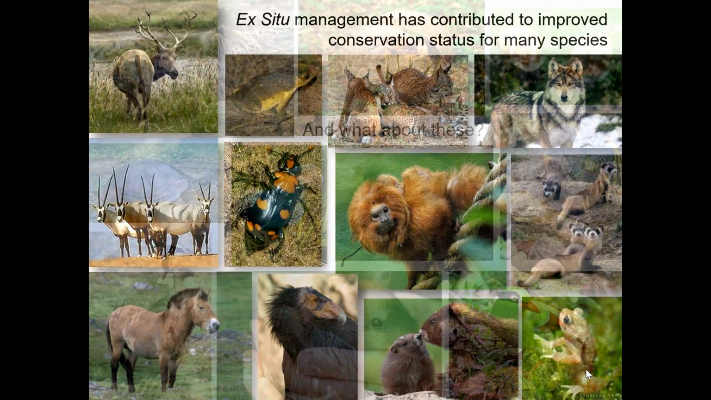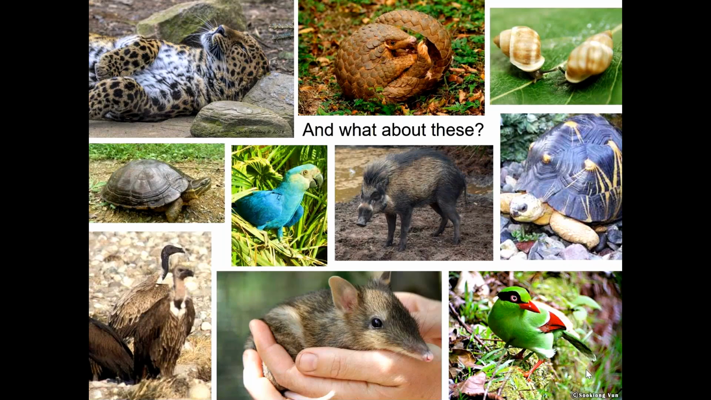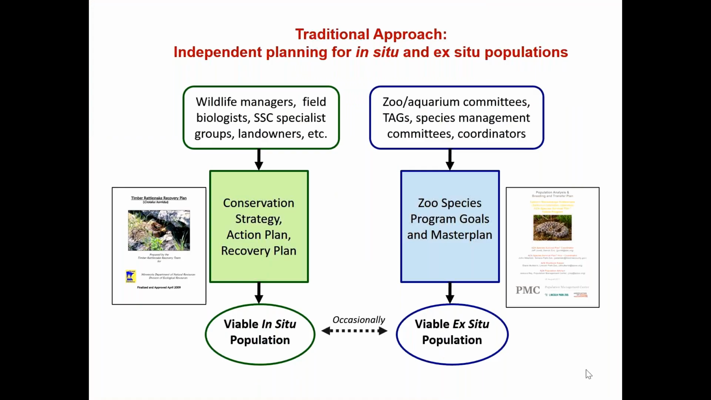But then what about some others? There are so many species out there, and the question often is, is XE2 management an appropriate choice to contribute towards the conservation of these species? So how do we decide that? Well, we found out in the past that the typical way we go about looking at in situ and XE2 populations isn't particularly the most effective way of doing it.